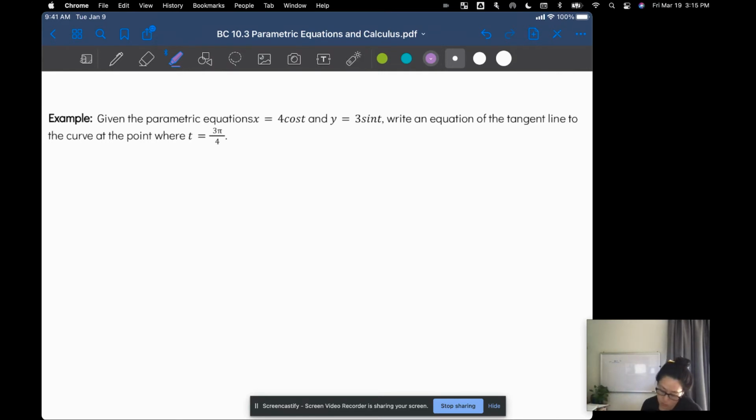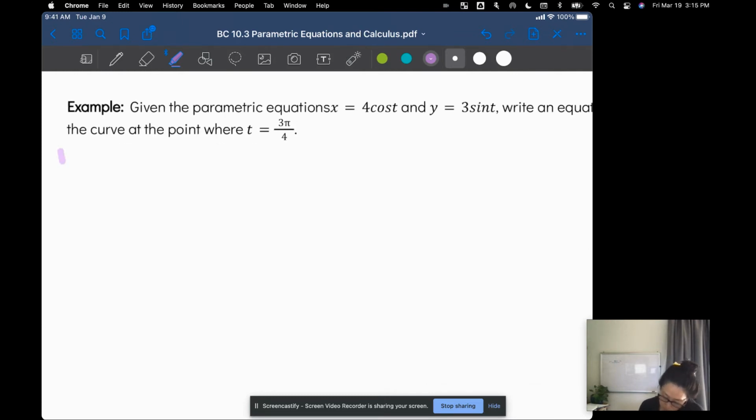So the point on the curve can be found by substituting 3 pi over 4 into the equations x and y. So I'm going to start with my point. x of 3 pi over 4 is equal to 4 times the cosine of 3 pi over 4. That's a 45-degree triangle, so we end up with 4 times the square root of 2 over 2, but in the second quadrant, so it's negative. This reduces to negative 2 root 2. So that's the x value of the point.